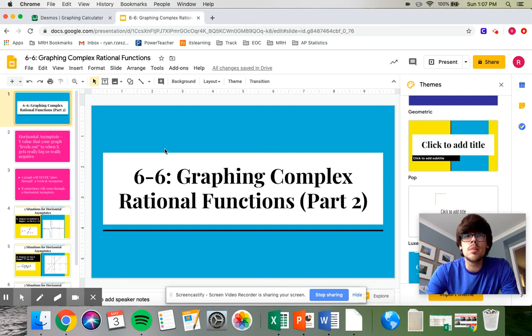So in the first segment of this lesson, we looked at points of discontinuity, and we were talking about two kinds of points of discontinuity that existed. We had the vertical asymptote, and we had the hole in the graph. This lesson is going to focus on not the vertical asymptotes, but the horizontal asymptotes instead. So we're going to be looking at where graphs tend to level off to.